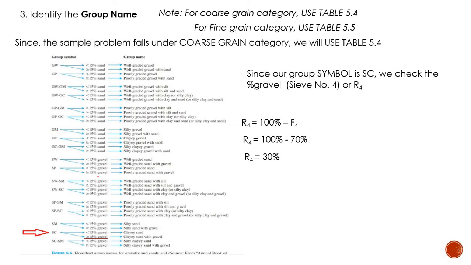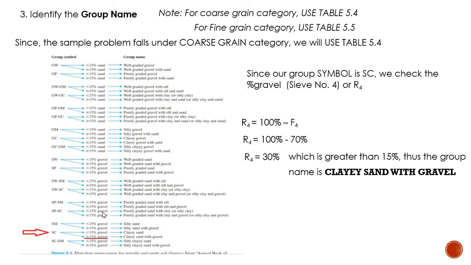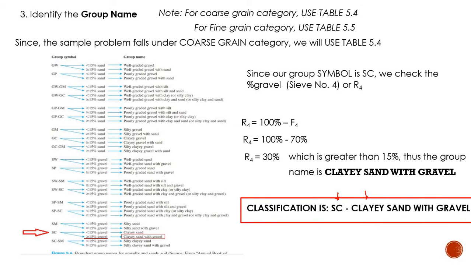So from here, we belong to this category. Okay? So 30% is greater than 15%. So we belong to this category. So that is clayey sand. So R4 is 30%, which is greater than 15%. Thus, the group name is clayey sand with gravel. So the classification is SC, clayey sand with gravel. So first we put the group symbol and then followed by the group name. So that is now our answer.